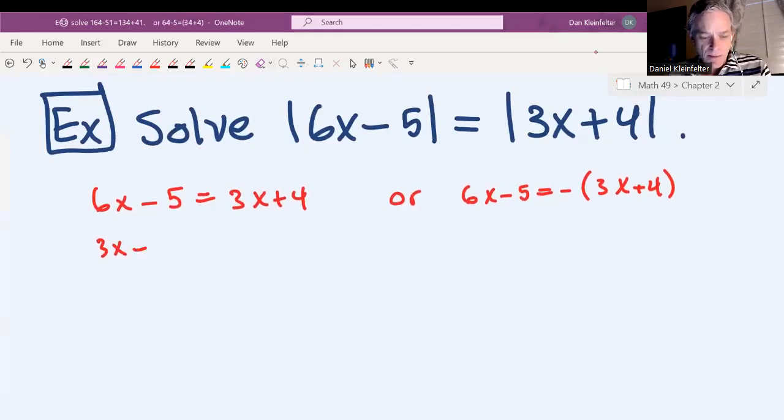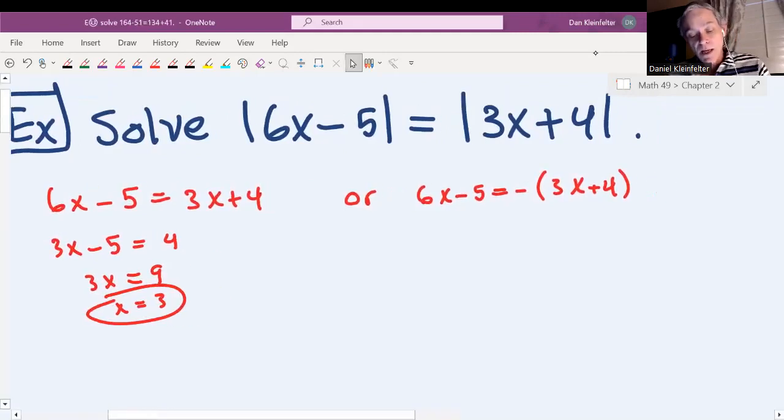So we'll have 3x minus 5 is equal to 4. Add 5 to both sides, and we'll have 3x is 9. That will make it so that x is 3. Okay, for the one on the right, we'll start by distributing the negative that's on the right side.